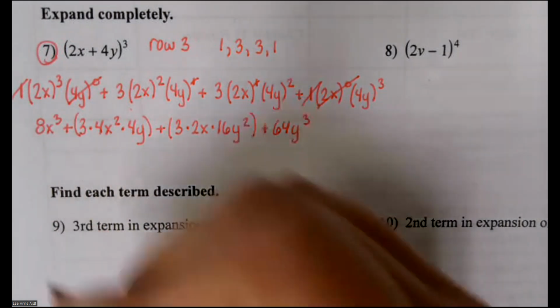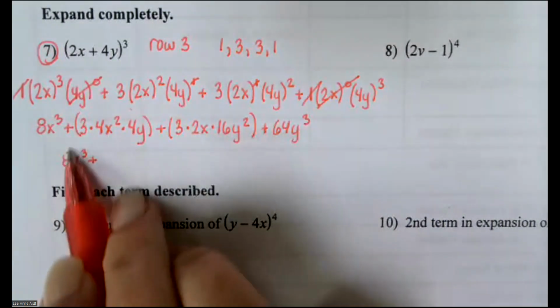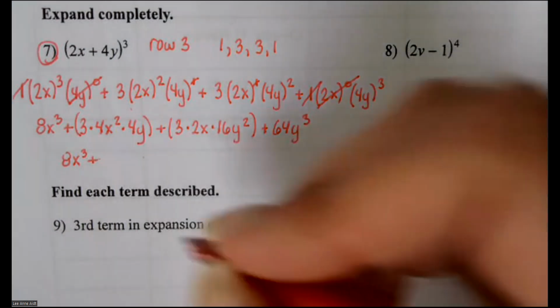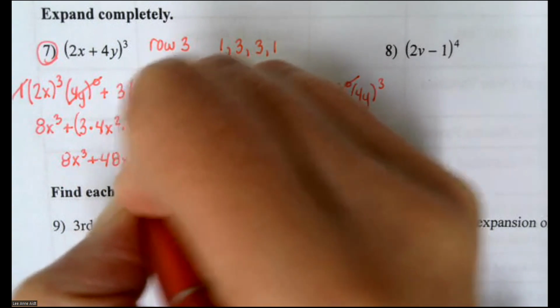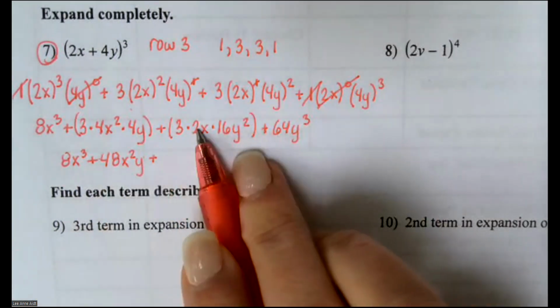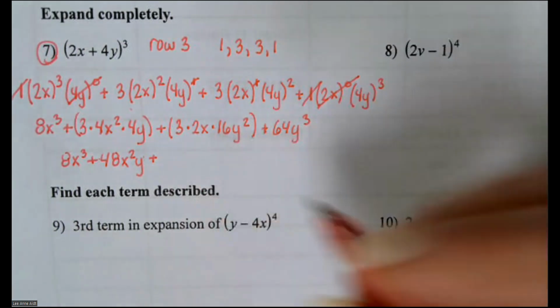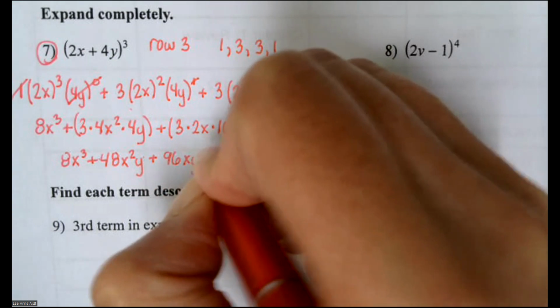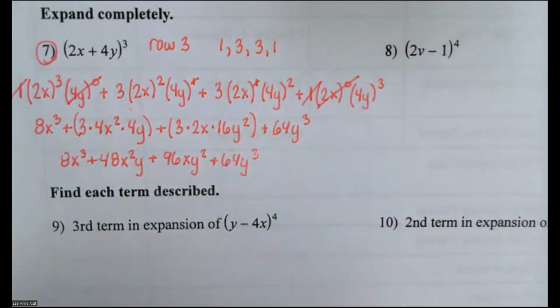Okay. 8x cubed plus 3 times 4 is 12 times 4 is 48 x squared y. 3 times 2 is 6 times 16 is 96, I believe. Anyone? Done.